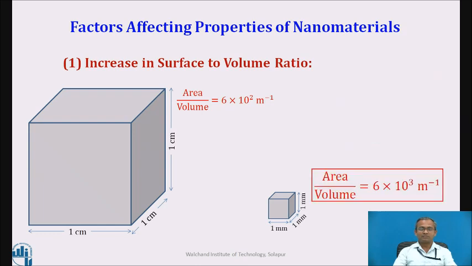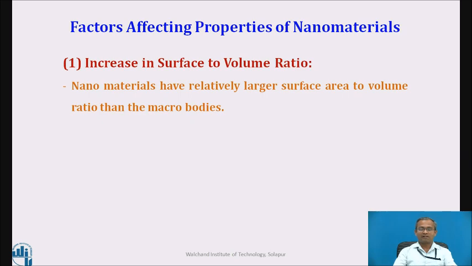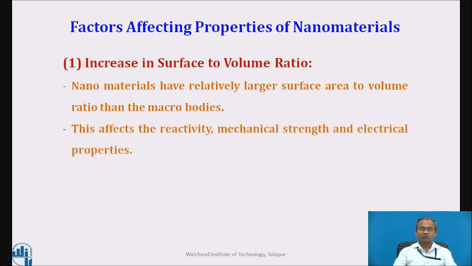This clearly shows that the surface area to volume ratio of a material increases significantly as the dimensions of the material reduce. As the growth and catalytic chemical reactions occur at the surface, nanomaterials will be much more reactive compared with their macro bodies. This also affects the mechanical strength and electrical properties of the materials.